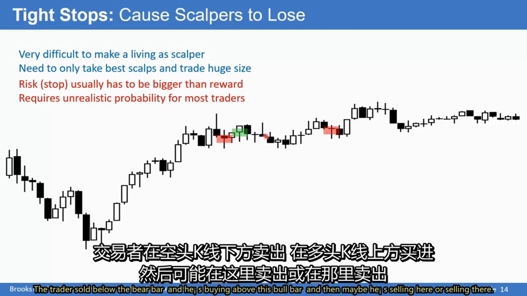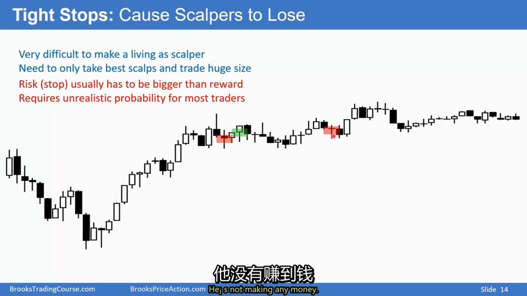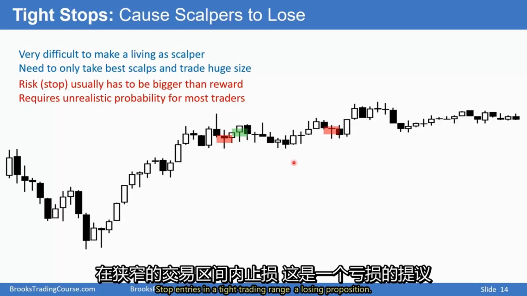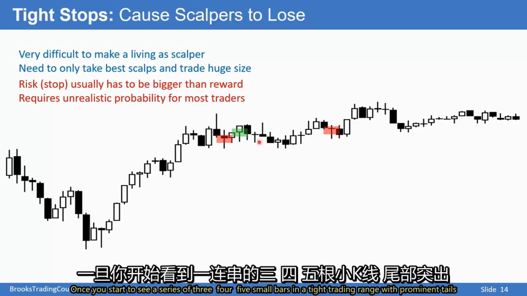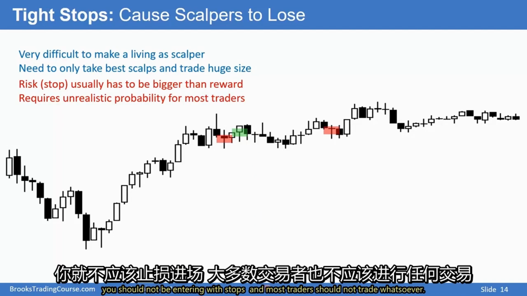And then maybe he's selling here or selling there. He's not making any money. Stop entries in a tight trading range, a losing proposition. You should never do that, even if you're a scalper. Once you start to see a series of 3, 4, 5 small bars in a tight trading range with prominent tails, you should not be entering with stops. And most traders should not trade whatsoever.